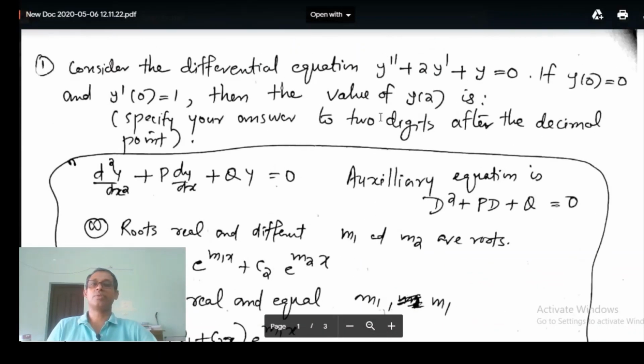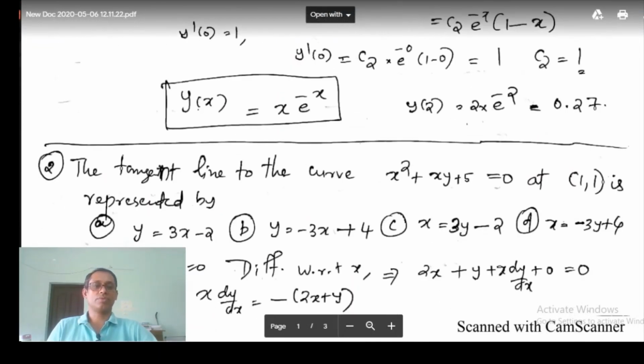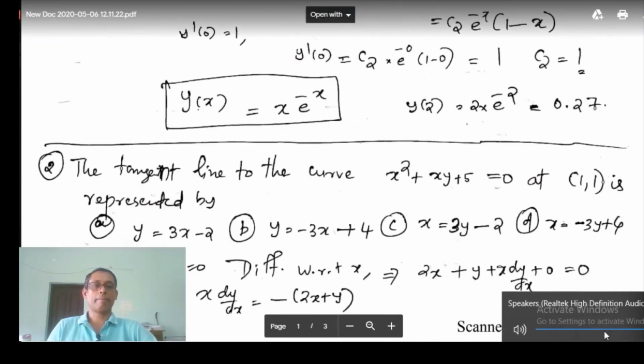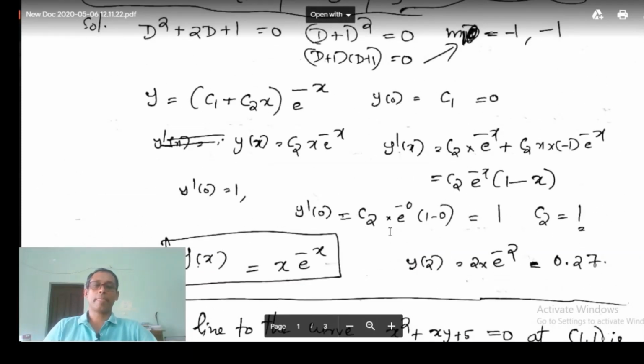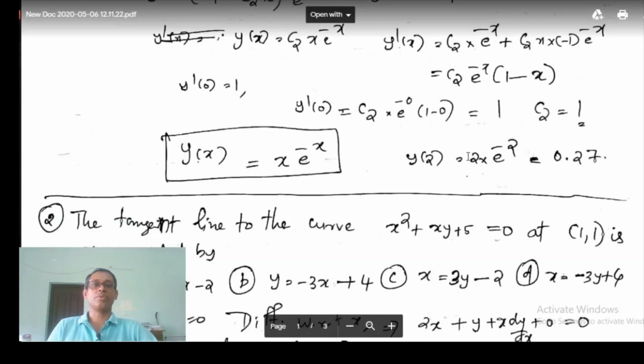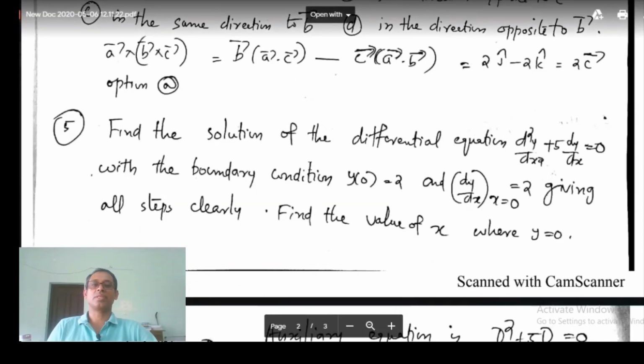Now what we want to determine is y of 2. So what is y of 2? y of 2 is 2 e^(-2), that will be 0.27. A similar problem is here.